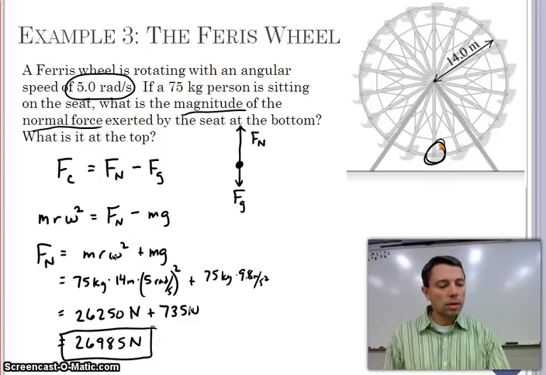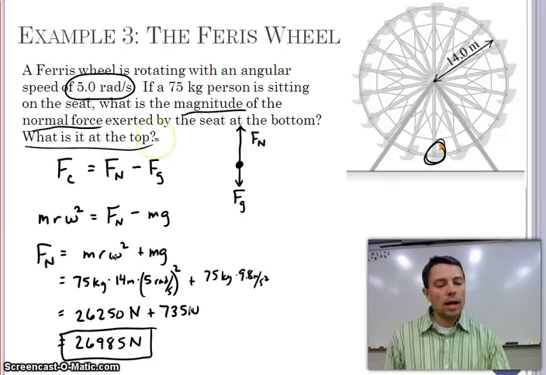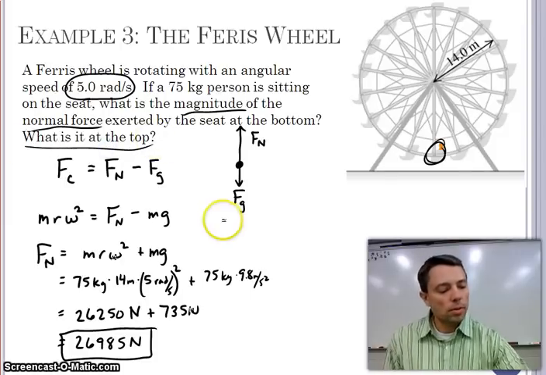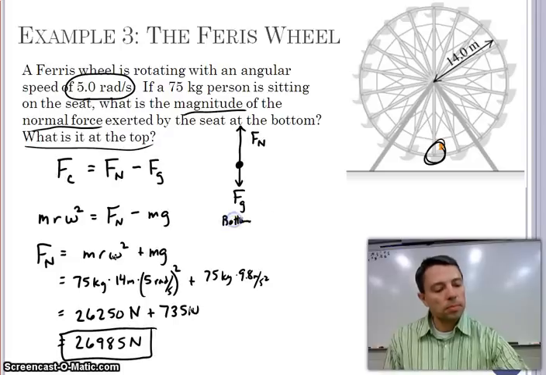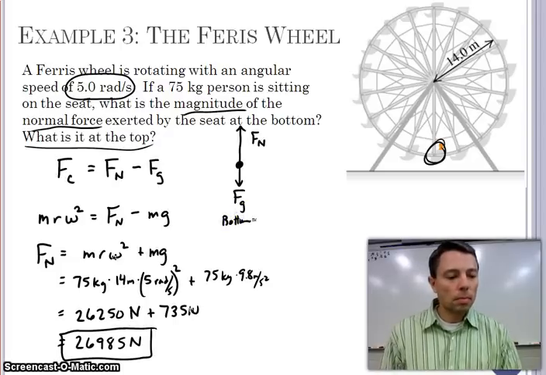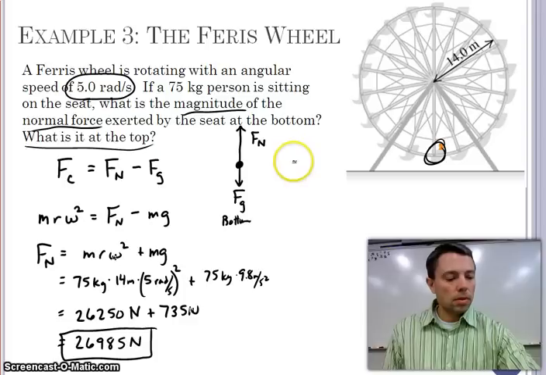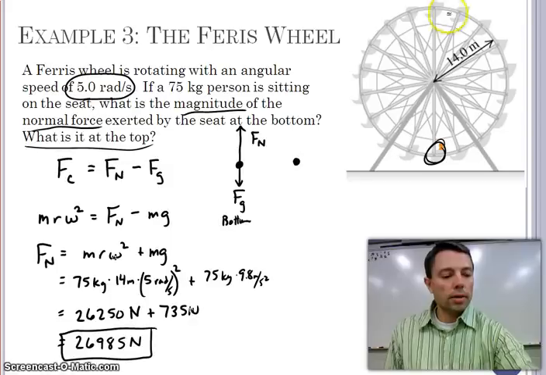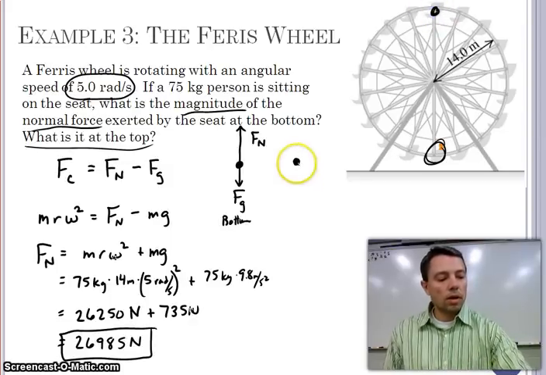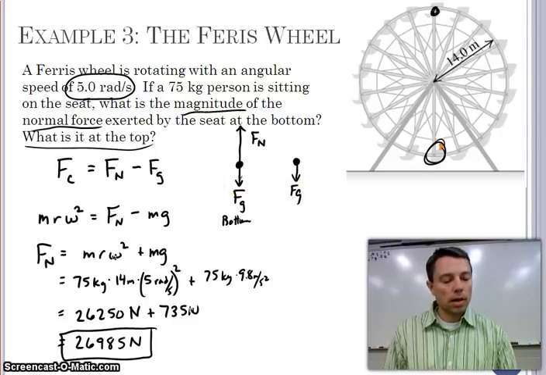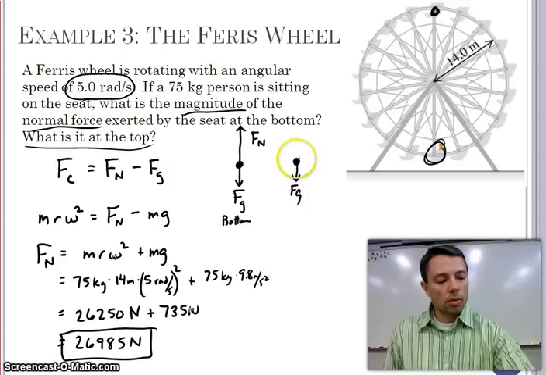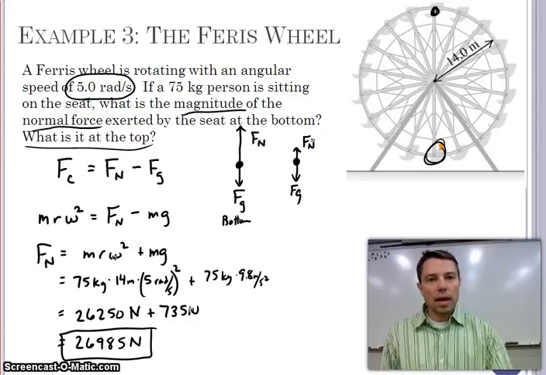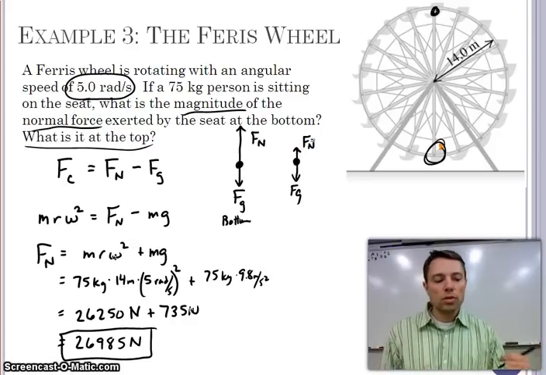Now, the second part of this question was, what is it at the top? So how does this change if this represents the bottom when we get to the top? Okay. Now, at the top, we're going to draw a new free body diagram because now we're up here at the top. We have our weight, which is still acting down, so F of G still acts down, and that arrow is going to be the same size as what I had before. My force normal now has to be considerably smaller, because I have to have a net force acting towards the center.